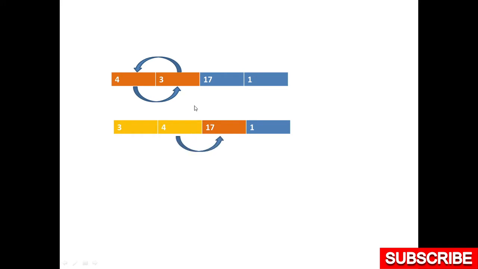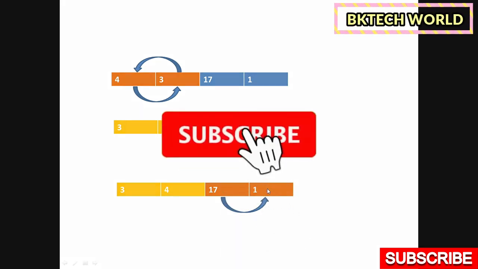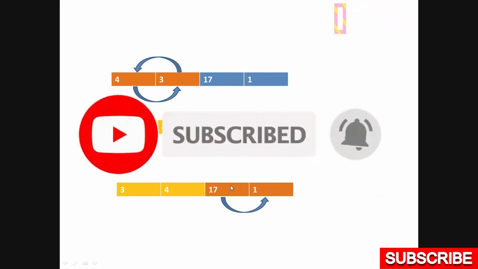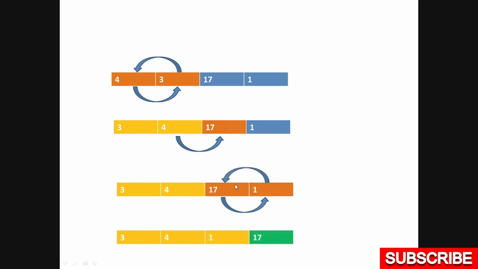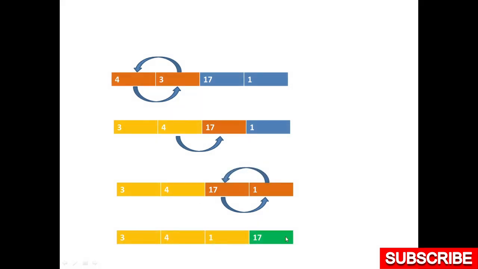Now we check the next two adjacent elements, that is 4 and 17. As 17 is already larger than 4, we are not going to swap these two values, and we move to the next two adjacent elements, that is 17 and 1. While comparing 17 and 1, we found that the higher index value, 1, is at the third index and 17 is at the second index. So the higher index element 1 is smaller than the lower index element, so we swap these two values and our resultant array becomes 3, 4, 1 and 17.